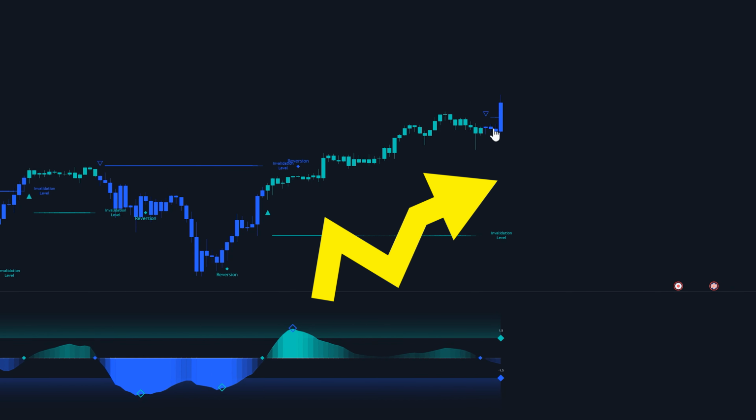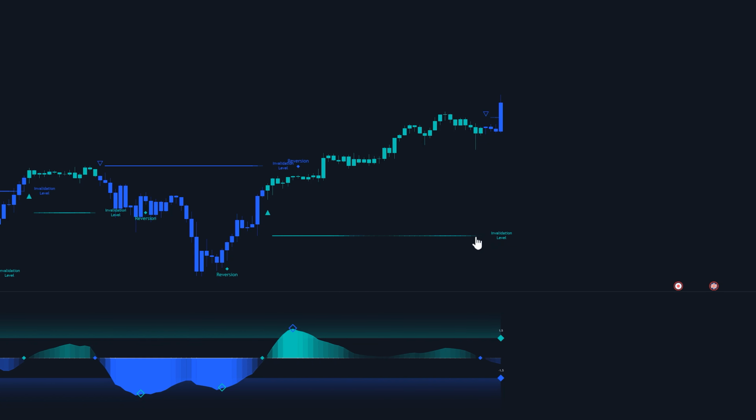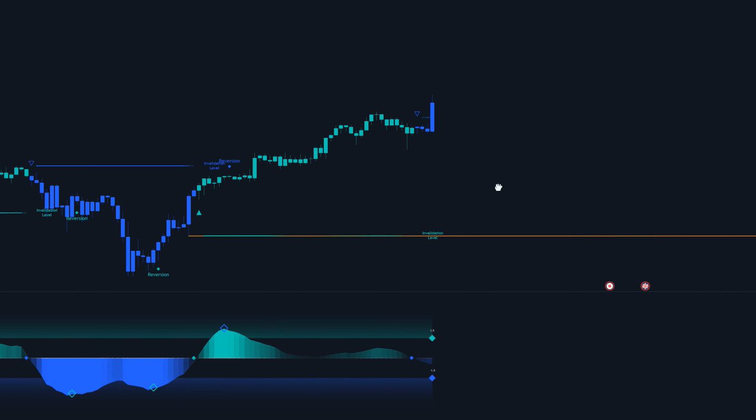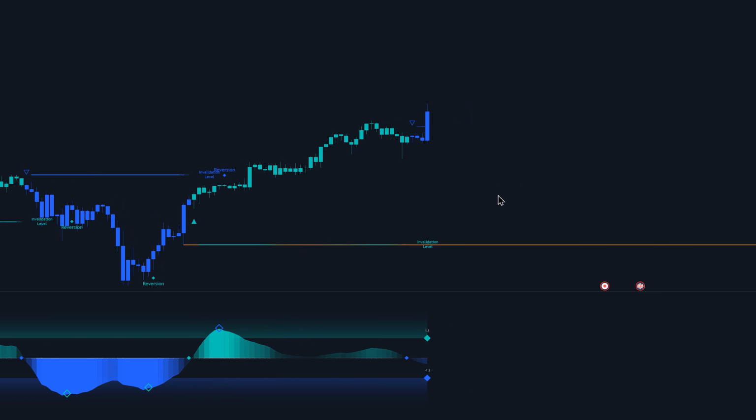Also, while all this is happening, you want to pay attention to this invalidation level. In fact, I'm going to place a horizontal line right here and track it to the right. We don't want it to be touched by the price. So the next thing that we're looking for is for the trend to shift back to bullish without this line being touched by the price. Let's see if that happens.